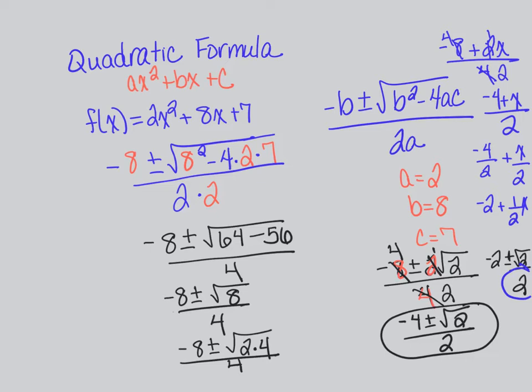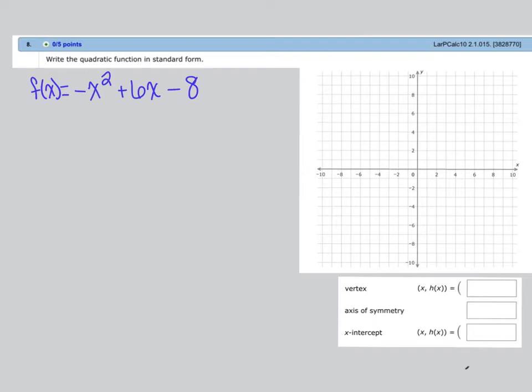Okay. So now I'm going to go back to my previous screen because I've got my x-intercepts. Here we go. Okay. I have f of x equals -x squared plus 6x minus 8. Okay? Now, we're in the same situation that we were when we had a 2 in front of our x squared. Okay? We're still going to have to deal with that negative.